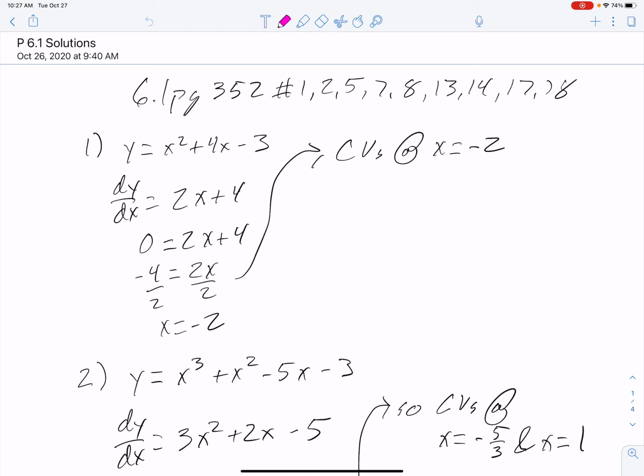All right, so number one, if we want to talk about critical values, we need our derivative, and we need our derivative set equal to 0. From there, I solve, and I know that I've got my critical value at x equals -2.